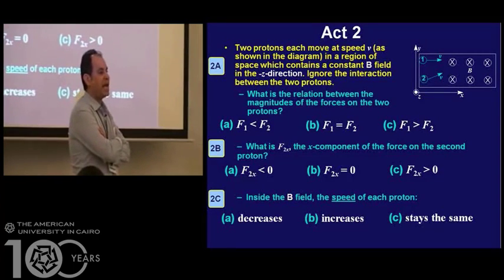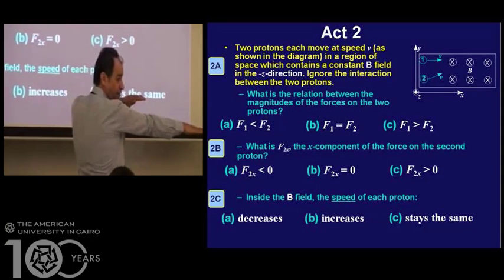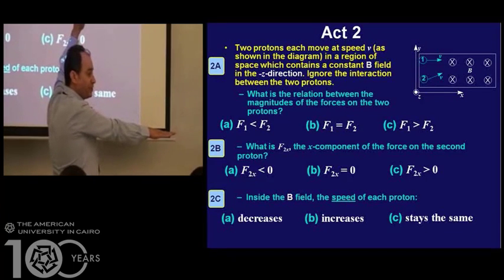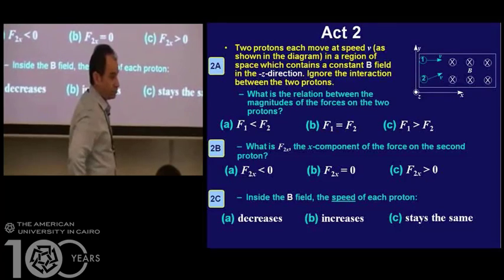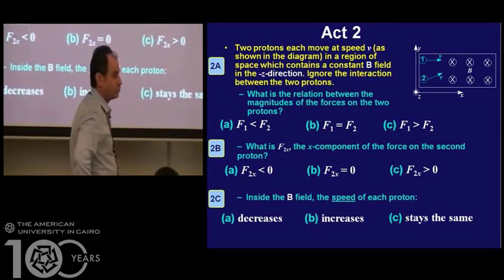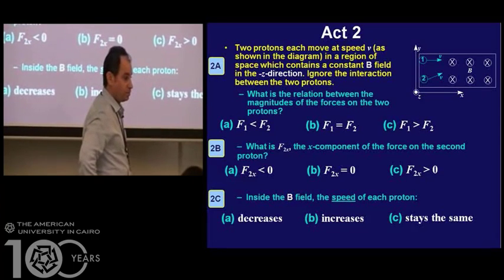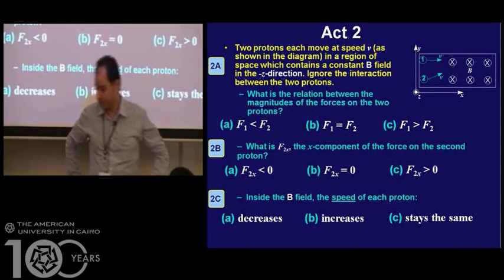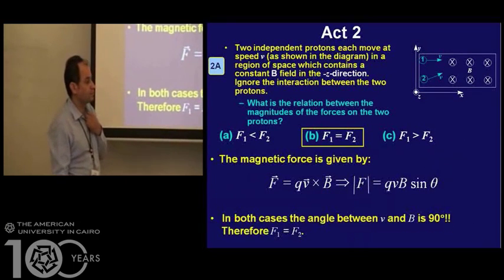Can I ask you something? Let's assume that the velocity has two components, one along x and one along y. Which component will contribute to the magnetic force? The one on the x. The one on the x.